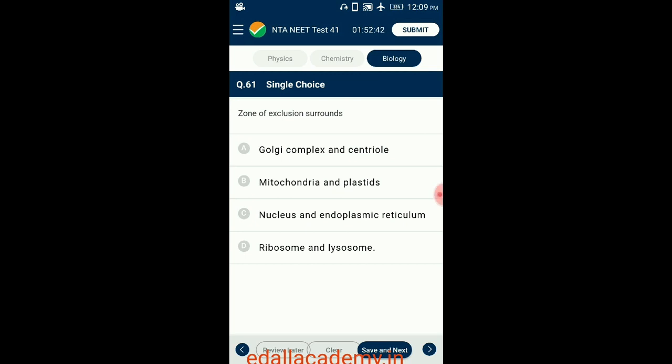The zone of exclusion is an area where other cell organelles are not present. It is present around the Golgi complex and centrioles. The Golgi complex and centrioles are dynamic structures showing movement. Hence ribosomes, mitochondria, plastids, storage granules, etc. are totally absent in their vicinity. So the answer for this question is option A, Golgi complex and centrioles, or zone of exclusion surrounds Golgi complex and centrioles. So the correct option is A.